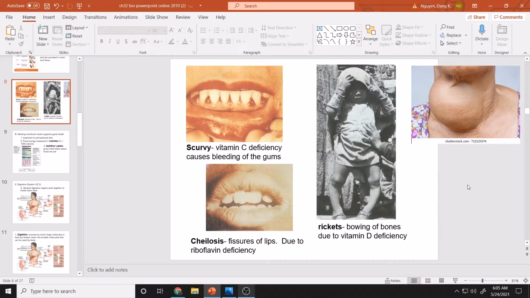The child there with bowing of the bones, that's called rickets, and that's due to vitamin D deficiency. So it has to do with absorbing calcium, which allows for your joints to grow properly. And then top right, that's called goiter, which is caused by an iodine deficiency. So when you go to the supermarket and you buy your salt, it's going to say iodized salt. So a little bit of iodine has been added to it so that you're getting this mineral. And if you recall, your thyroid, which is a part of the endocrine system, is located in your throat. So if you have any sort of iodine deficiency, you're going to come down with this condition. And again, it's called goiter.